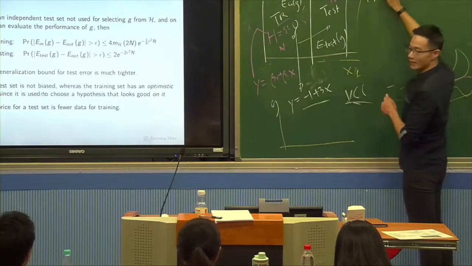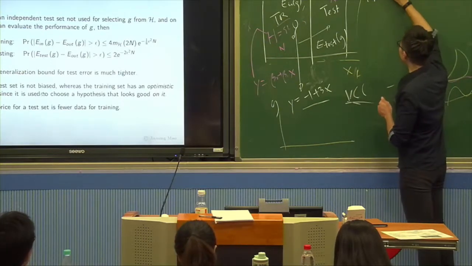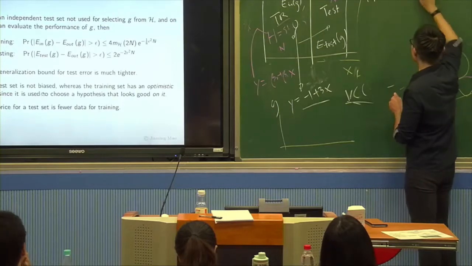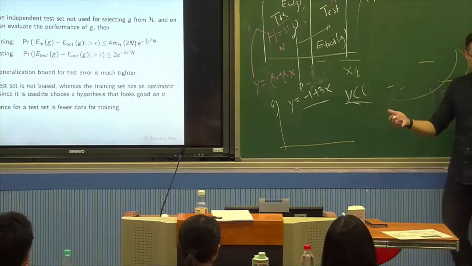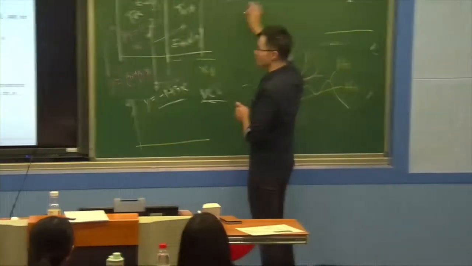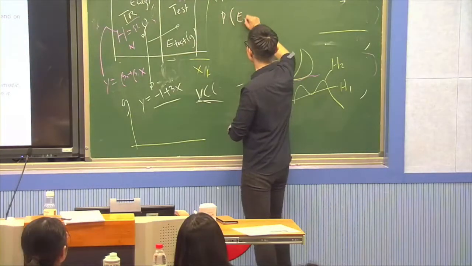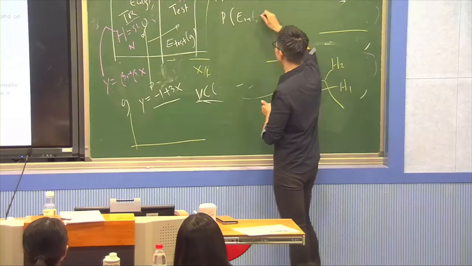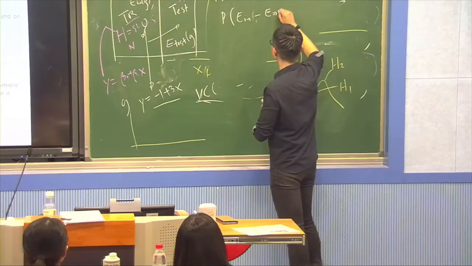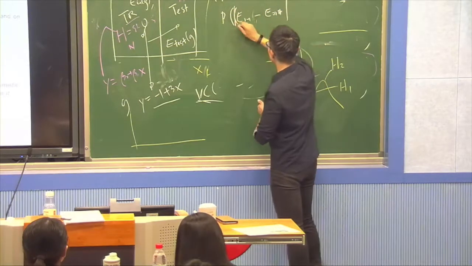Let's suppose the H is finite, okay? So I'm going to suppose H is finite again, and that's M hypotheses, right? Just to make things easier for you. So if this is the case, then I can write the probability of E in and E out minus E out for the g, right?